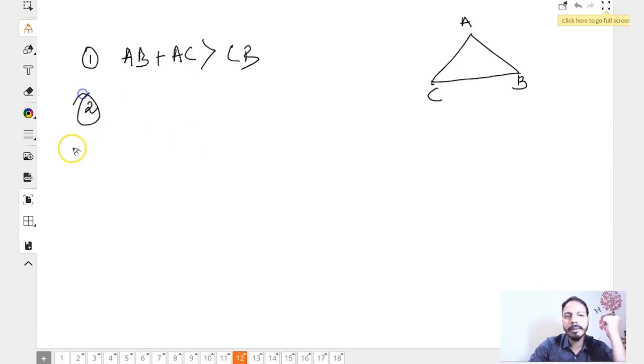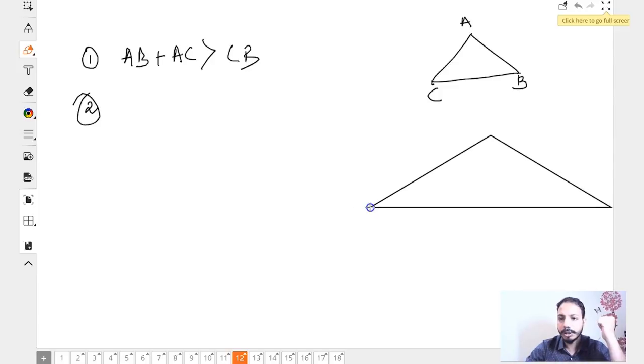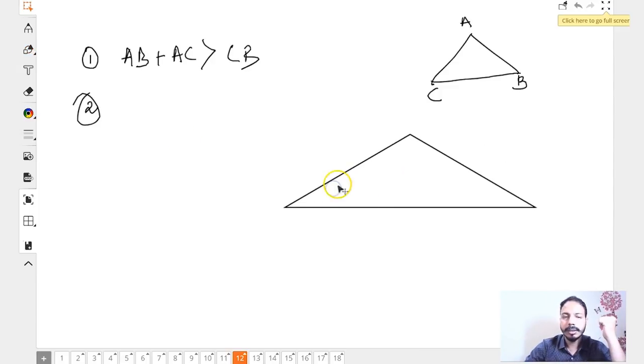And the second property of inequality is, suppose, this is very important. Sometimes we'll be using this also. Suppose you see here, it's easily seen that this side is the longest, and you see this angle is larger than this and this. It's easily visible to us, right? So you see that the largest angle is always opposite to the longest side.